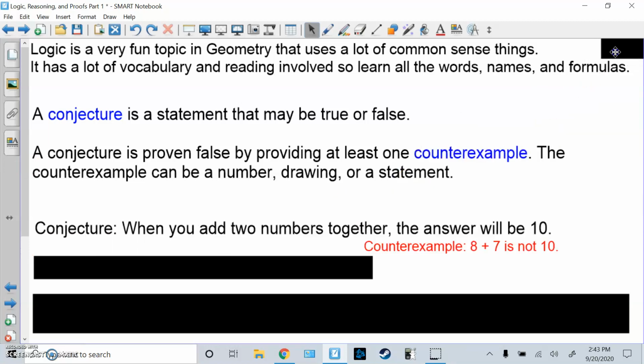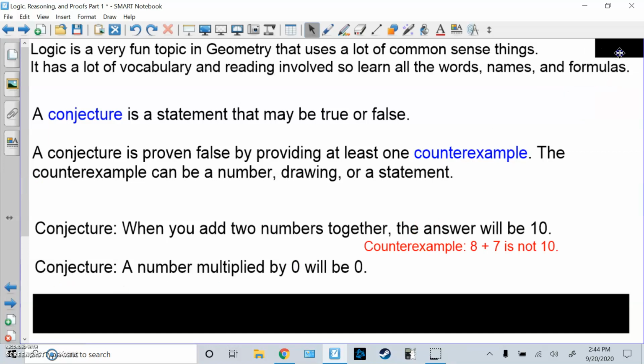So here's an example of a conjecture. When you add two numbers together, the answer will be 10. Now, 8 plus 2 is 10, 5 plus 5 is 10, 1 plus 9 is 10, even 13 plus negative 3 is 10. So there's a lot of numbers that do add up to 10, but not everything adds to 10. So one counterexample is 8 plus 7 is not 10, because 8 plus 7 is 15.